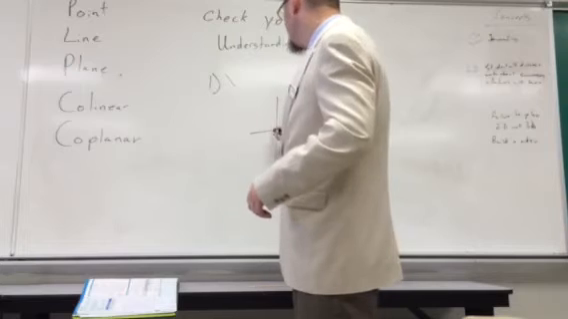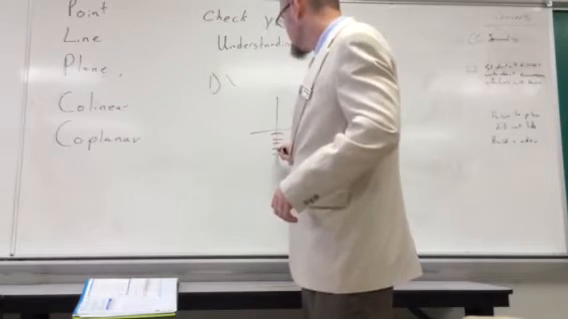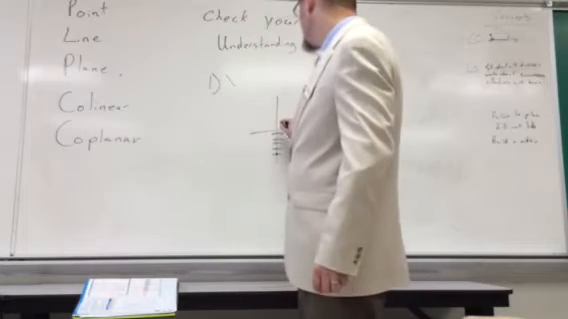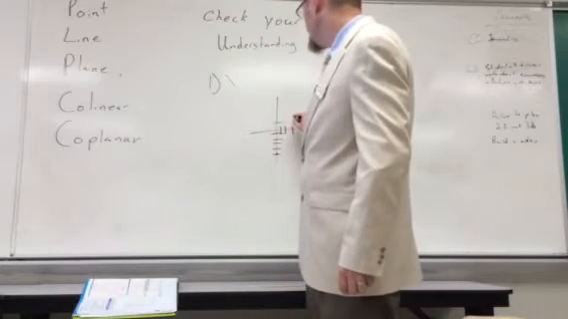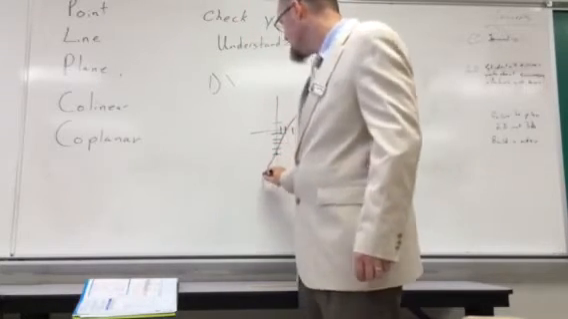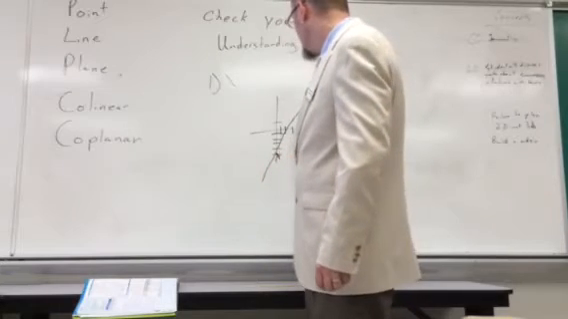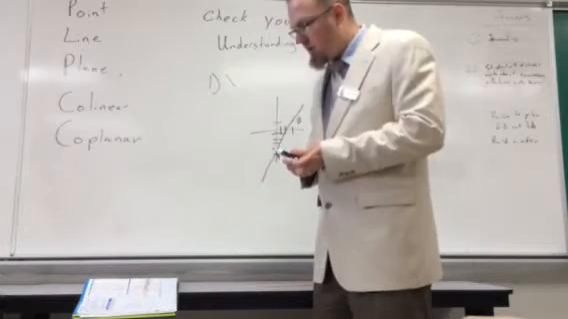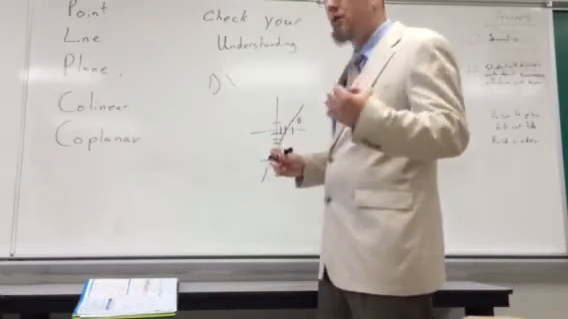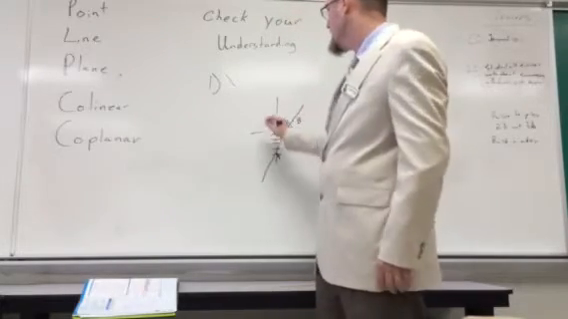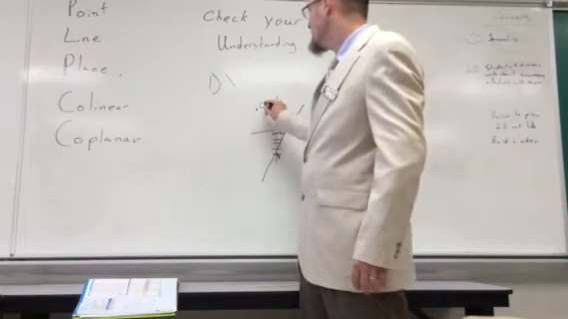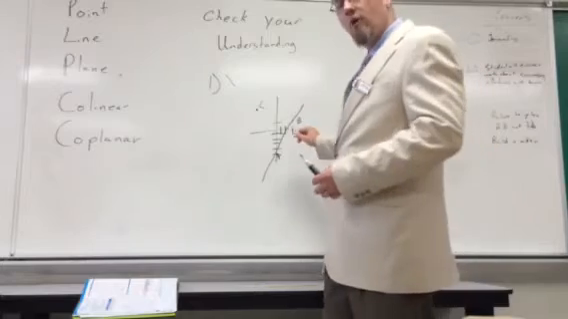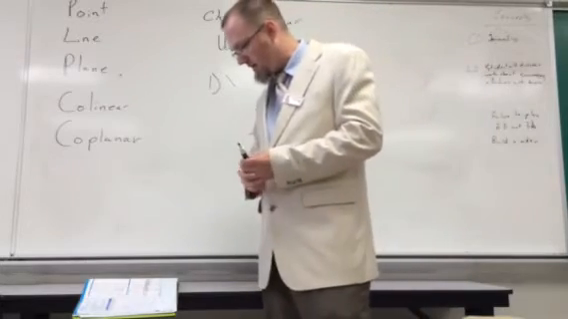0, -5 is down 5. 3, 1 is over 3, up 1. So there's these 2 points. That's A and B. I believe I have those correct. If C is supposed to not be collinear, it can't fall on that line. So I could put it somewhere like over here. That would be acceptable. Anywhere I put it is fine as long as it's not going to intersect that line.